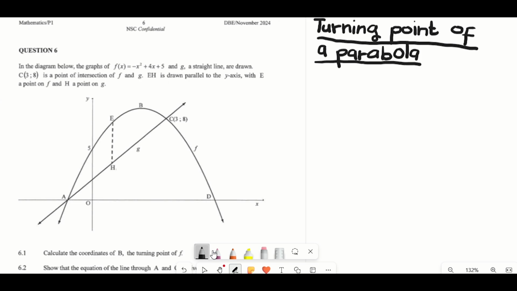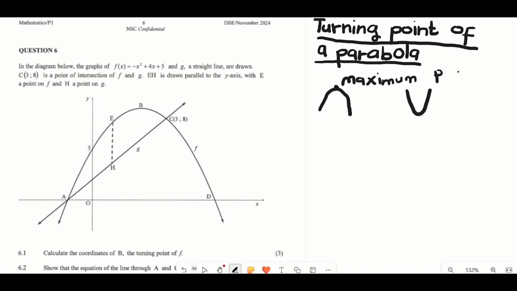In this video, we're gonna be looking at the turning point of a parabola. By now, you know that your parabola graph looks like this or that. And you know that the topmost point of your parabola graph is called the maximum point. And the lowest point of your parabola graph, which is this point, is called the minimum point. Therefore, this minimum point or that maximum point is what we call the turning point.